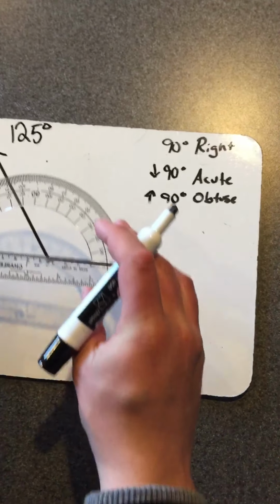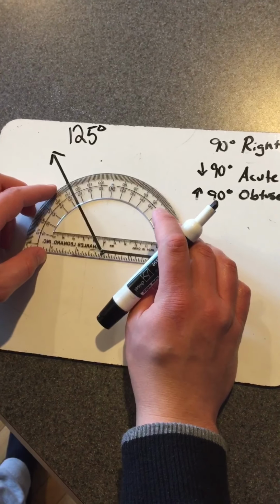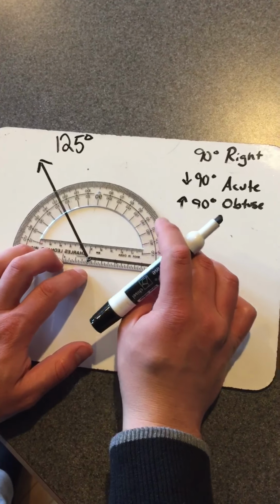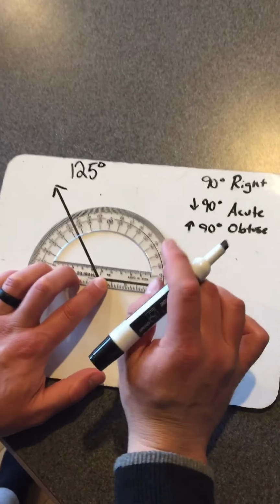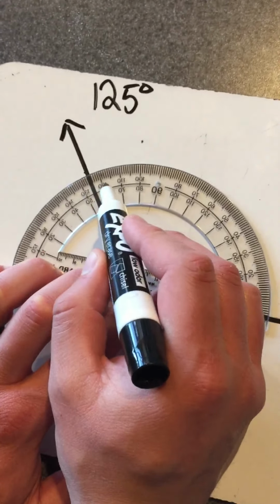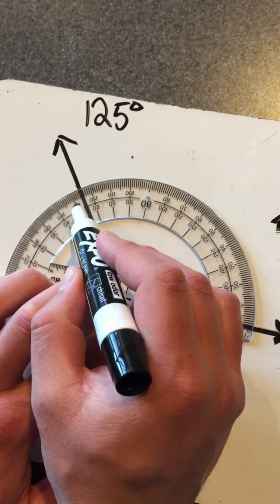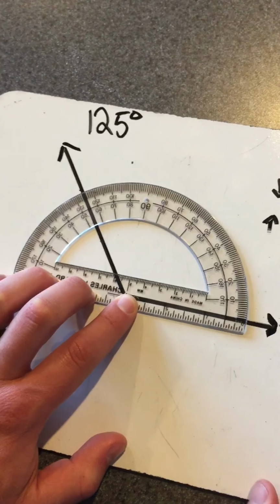So I'm going to put this little line on my vertex again. Make sure it's nice and straight. Now I'm going to have my cameraman zoom in one more time. You can see that my line is directly right in between 120 and 130 degrees. Pretty close to being 125.